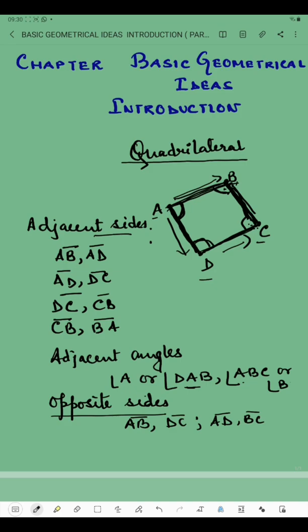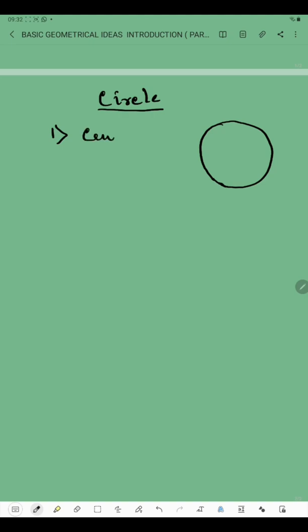Okay. Now come to the next topic. Coming to our next topic, which is circle. Now what is a circle? A round figure is called a circle. Now the first thing we need to know about a circle is the center. Now what is the center? Center is the midpoint.